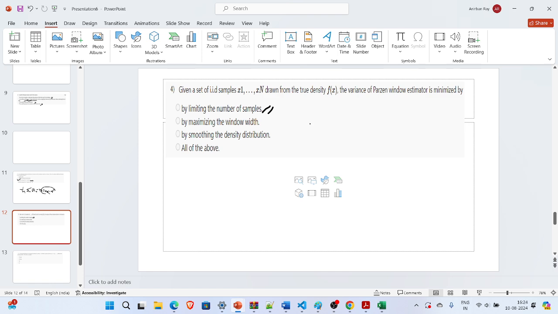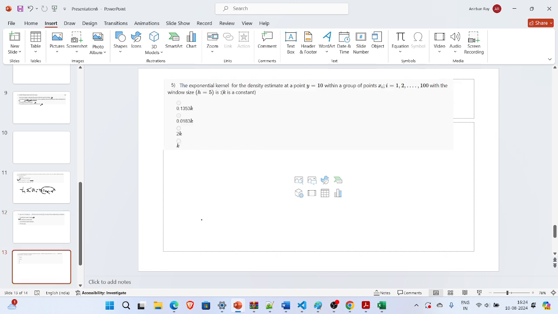If you maximize the window width, then you'll have more samples, so the variance will reduce. So this is the right answer. And smoothing the density function, the density distribution, means that you are not using the true density. It will reduce the variance, but you're not using the true density, so it will build a different estimate. So this is how you do it. Next question is this one.